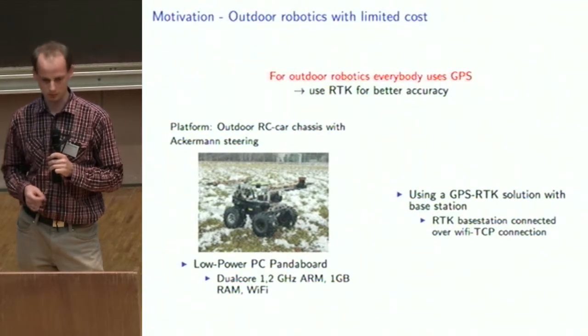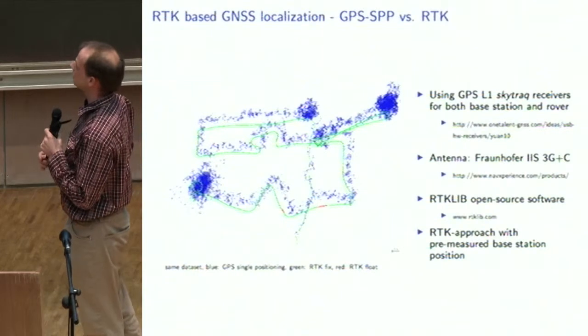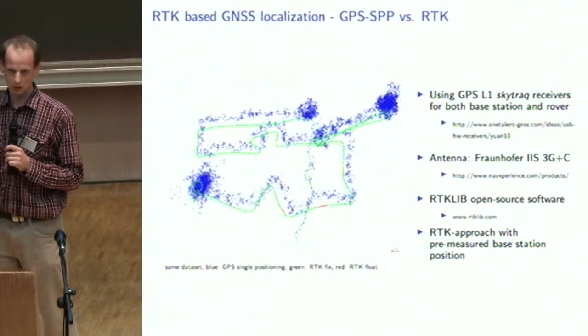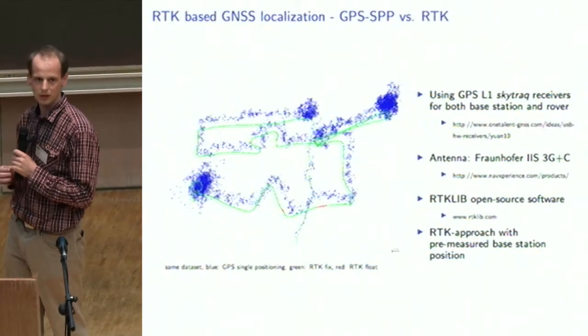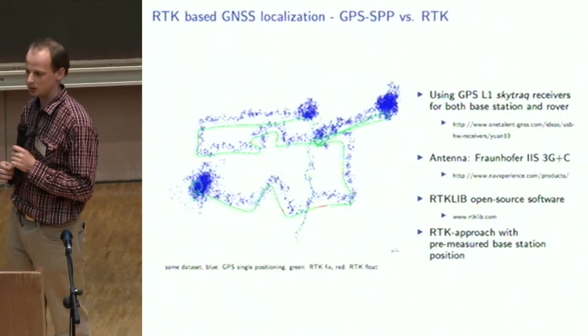To go into a bit more detail, next slide please. There you can see a comparison on the left-hand side. The figure is the same data set processed with single positioning GPS. That's the blue points where you can roughly see the accuracy is in the range of some meters.